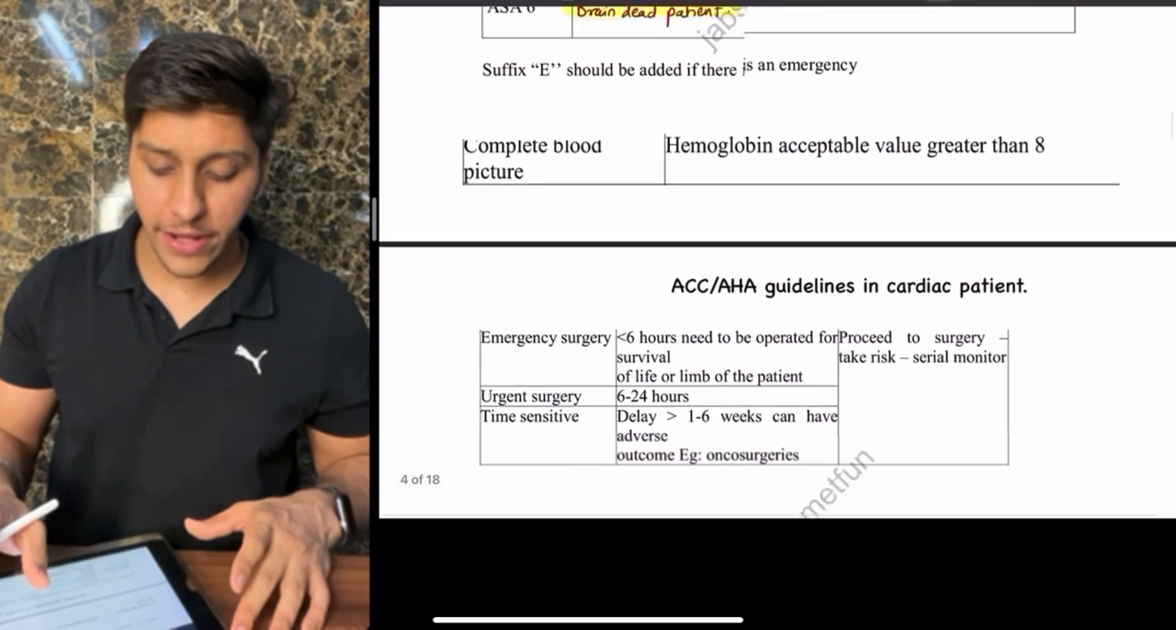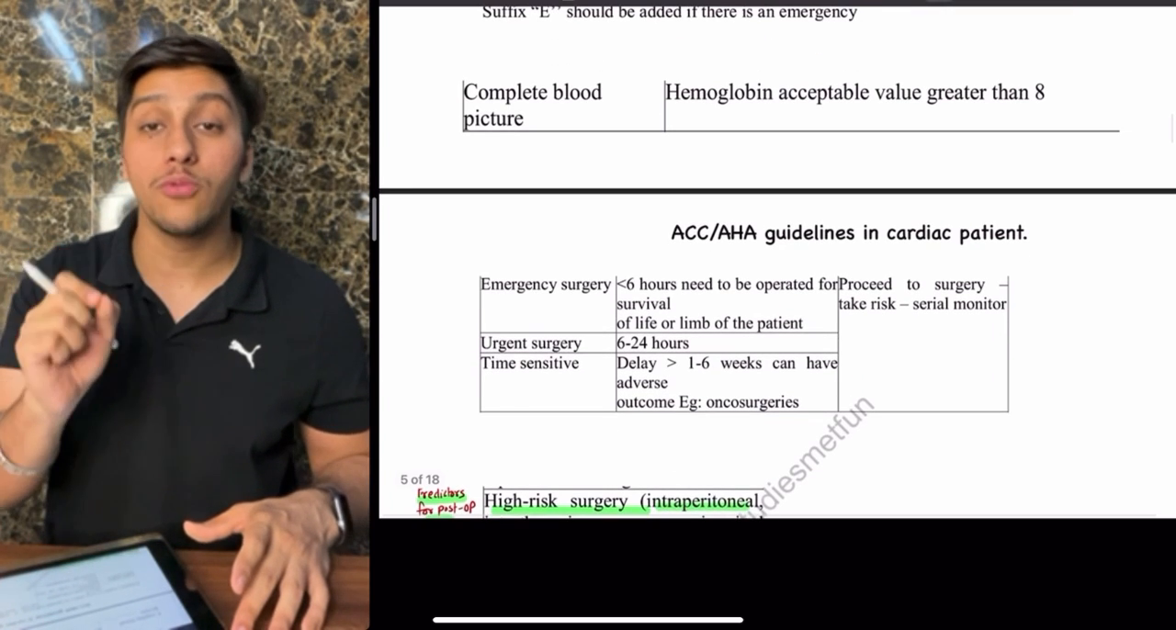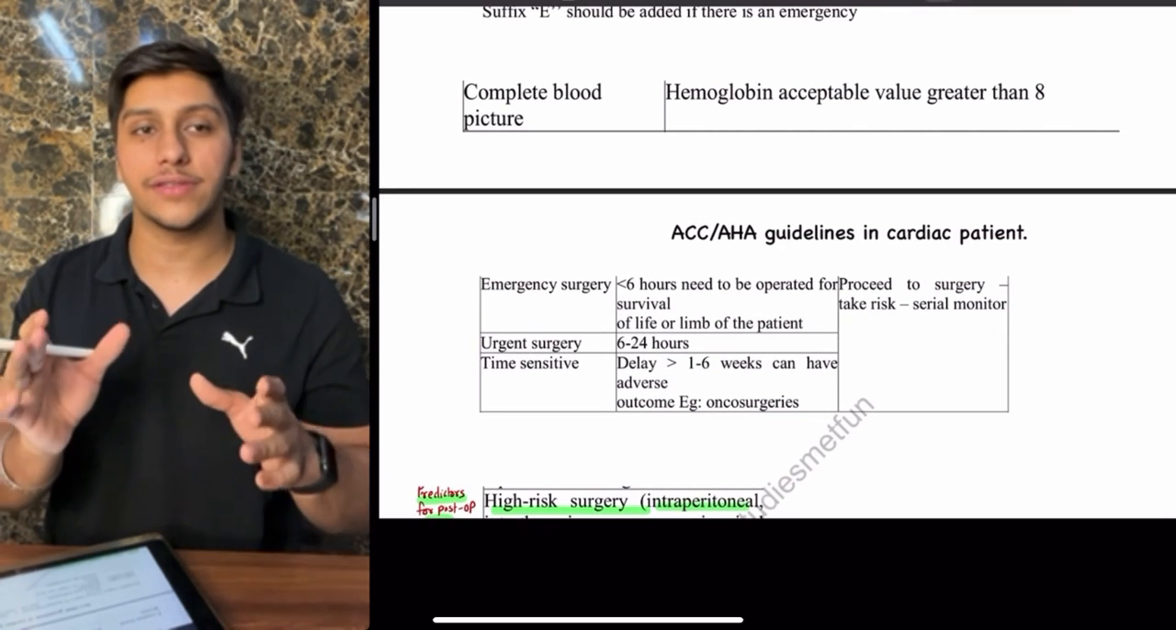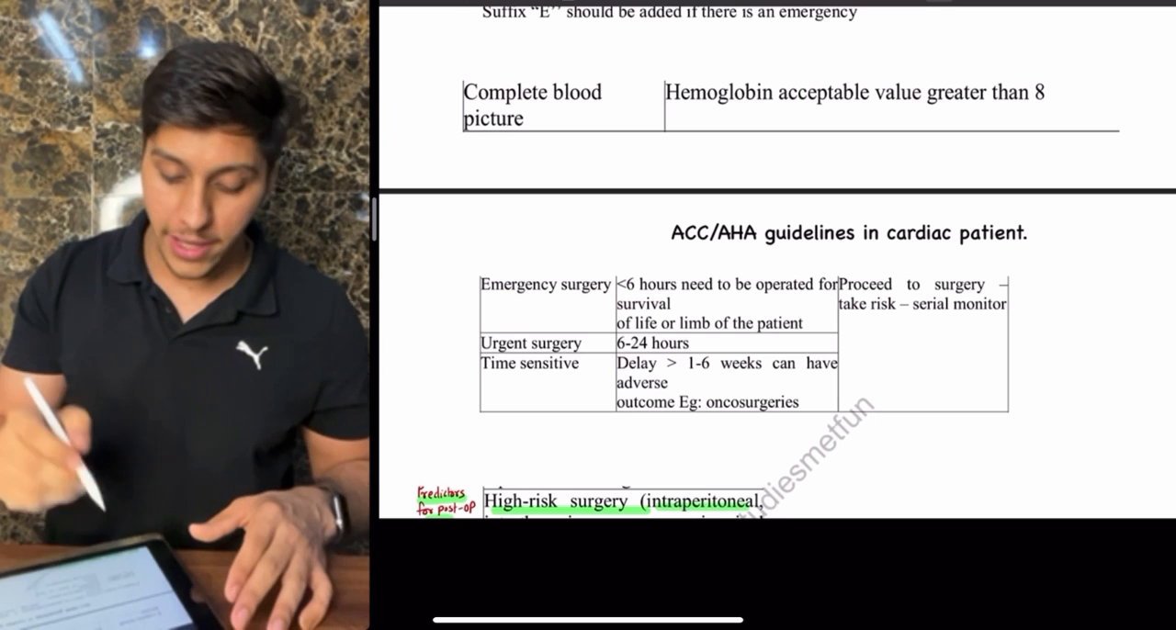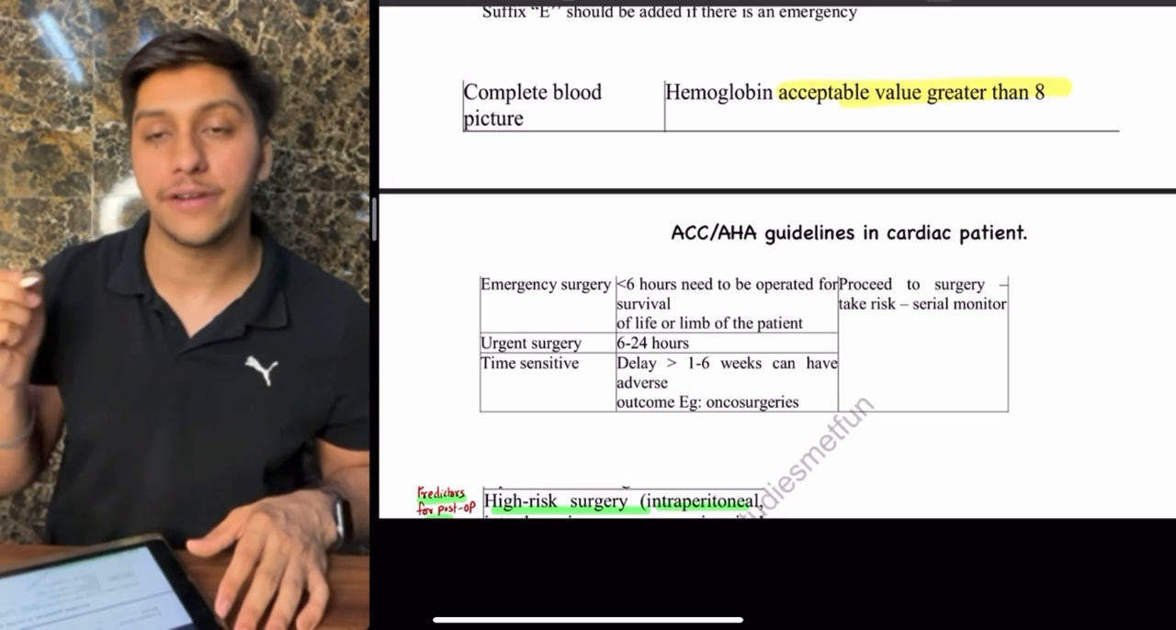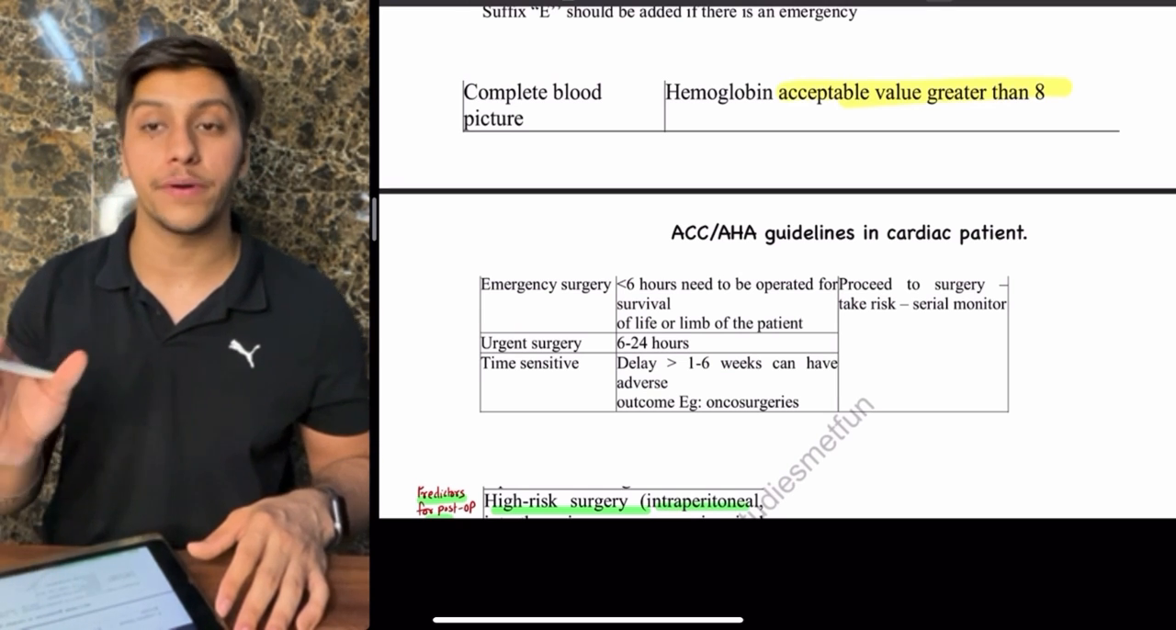Remember guys, whenever you talk about the CBC, the hemoglobin level at which usually they say that okay, the anesthesiologist can give an approval is going to be any value more than 8 gram per deciliter.